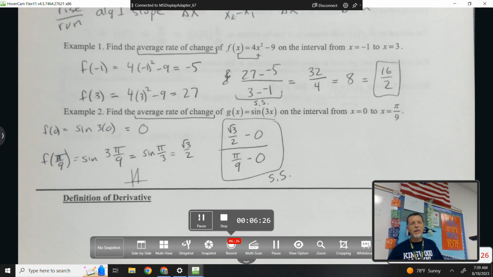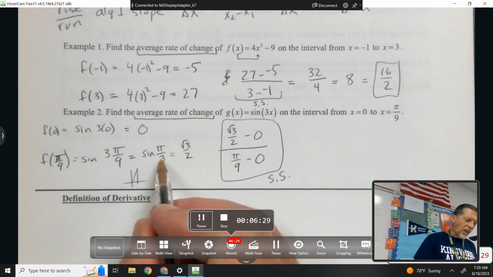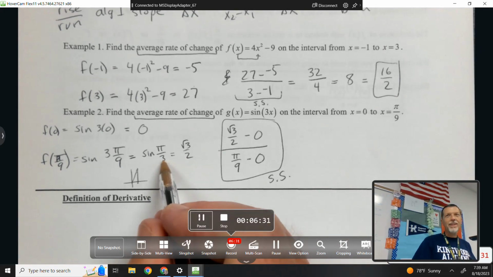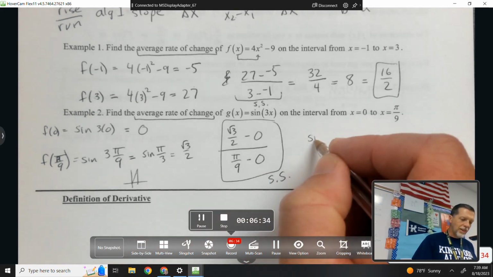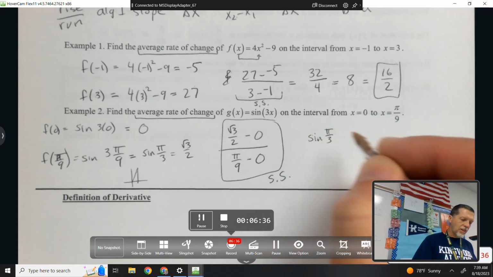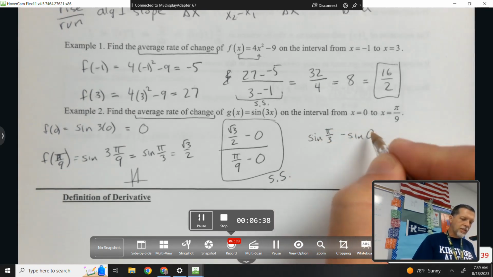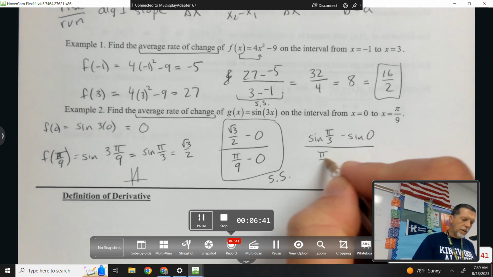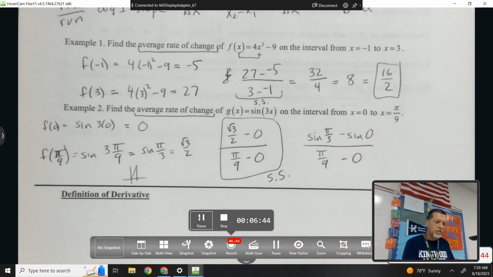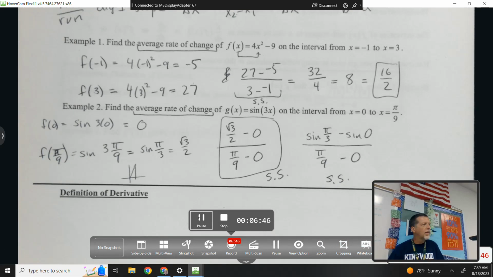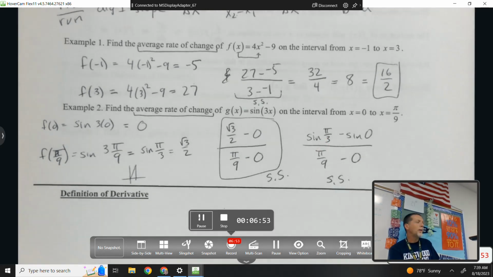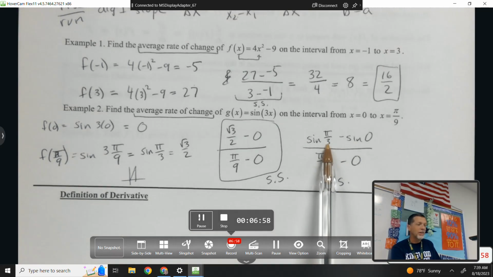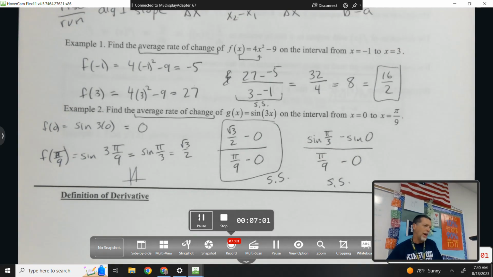And here's the best part, maybe, is that sine of pi over 3, that's calculator ready, and it's not calculus. So really, you could leave your answer as sine of pi over 3 minus sine of 0 over pi over 9 minus 0. That is also a safe stop. Because it's not calculus. Like we want to check to see if you know calculus. This is not calculus. You should know it, but it's not calculus. So we're not really going to grade it. Or if you don't want us to grade it, we won't grade it. If you want me to grade it, I'll be happy to grade it for you.